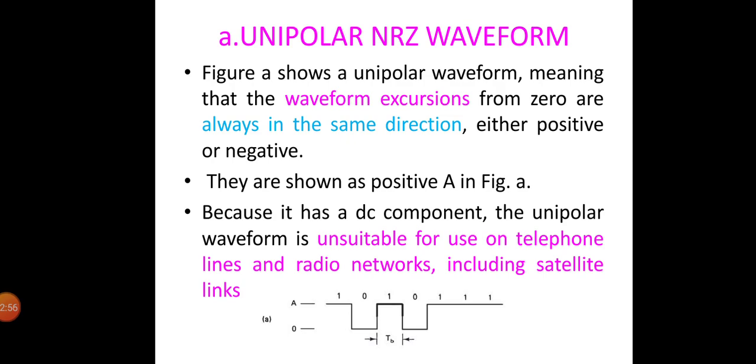This diagram shows the unipolar non-return to zero waveform, meaning that the waveform excursions from zero are always in the same direction, either positive or negative. They are shown as positive A. Because it has a DC component, the unipolar waveform is unsuitable for use on telephone lines and radio links, including the satellite link.